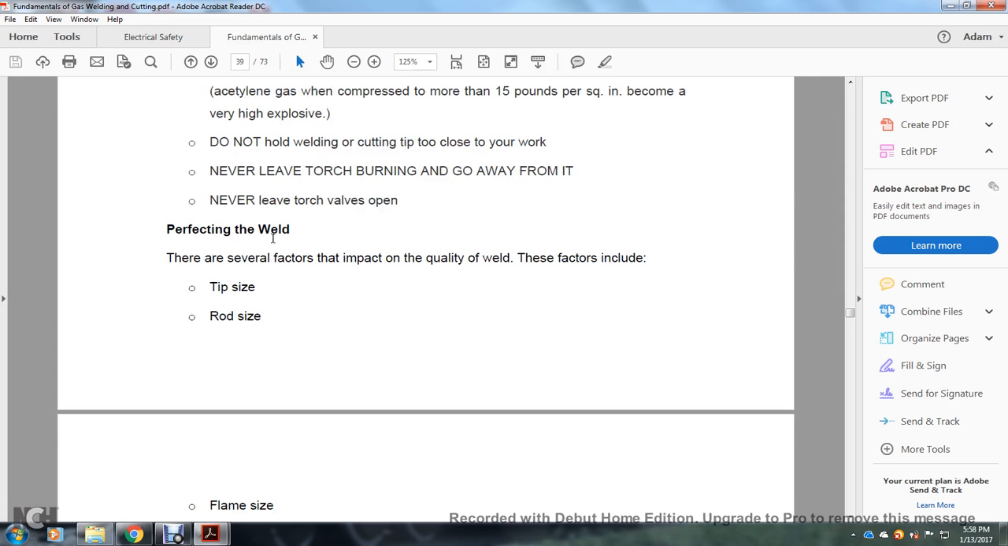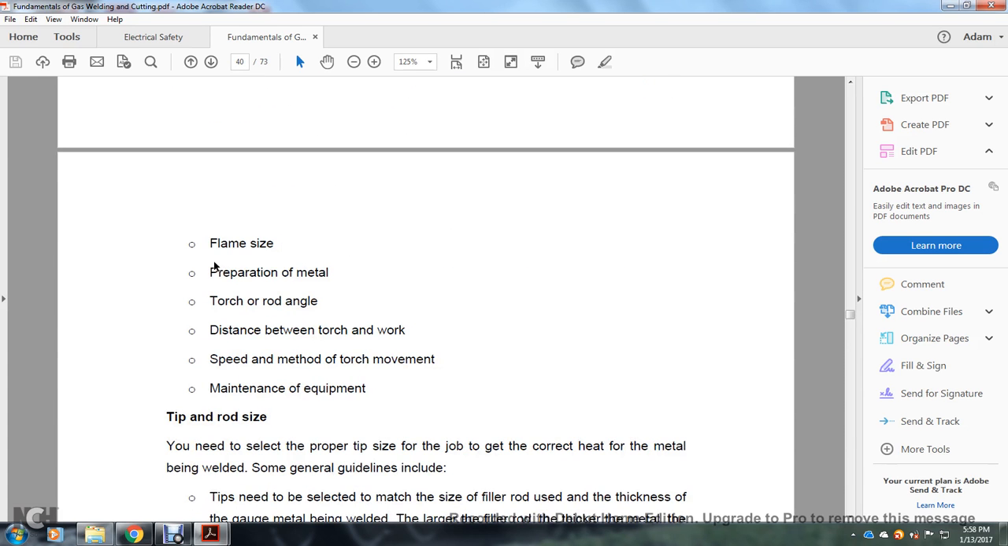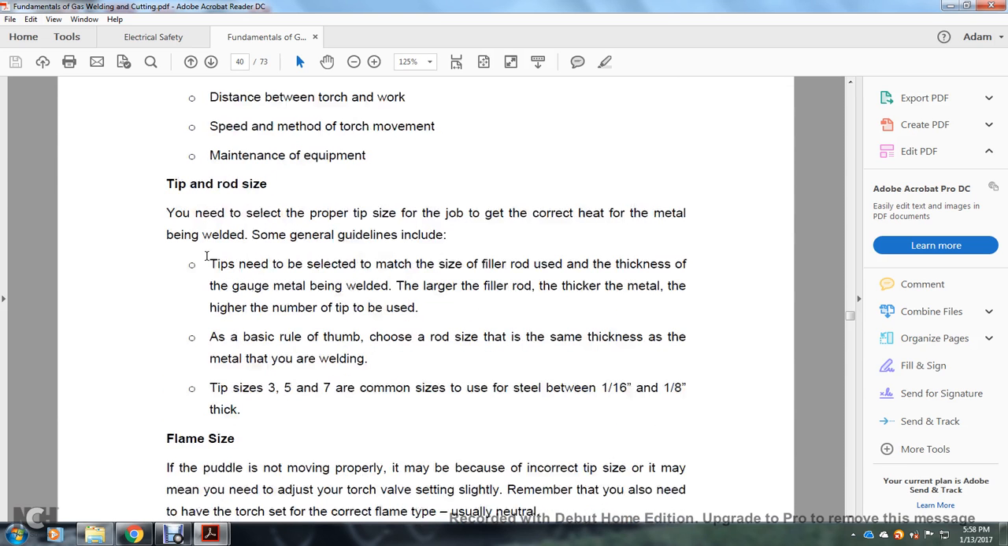Perfecting the weld. There are several factors that impact the quality of the weld. These factors are the type and size of the rod, the flame size, preparation of the metal, torch and rod angle, distance between the torch and work, speed, method of torch movement, and maintenance of equipment.